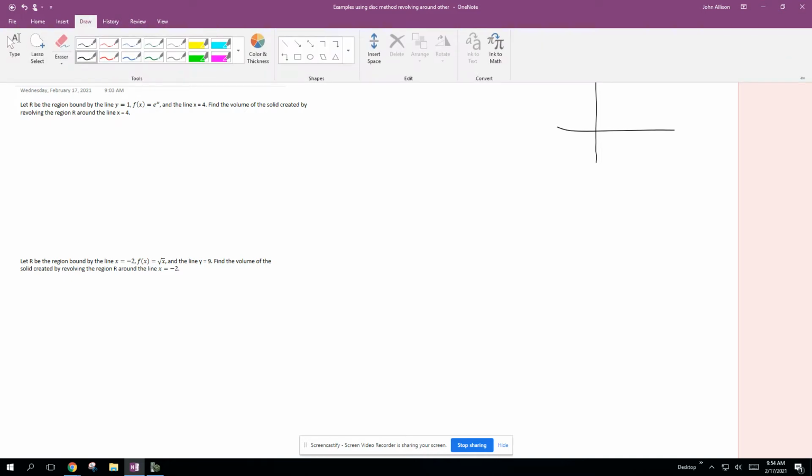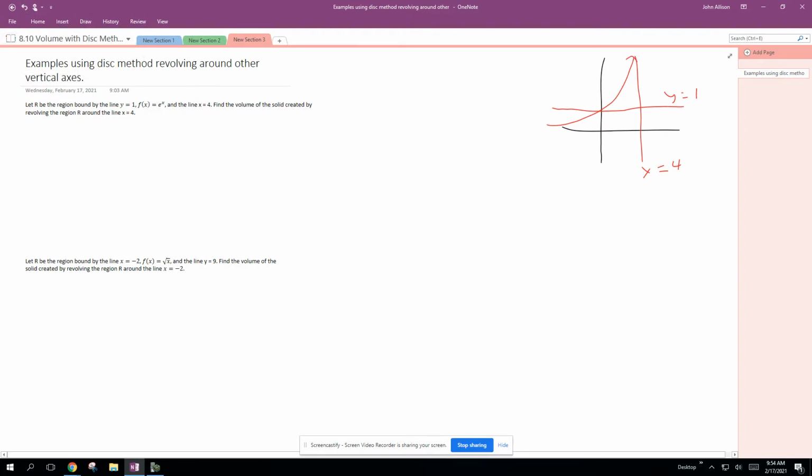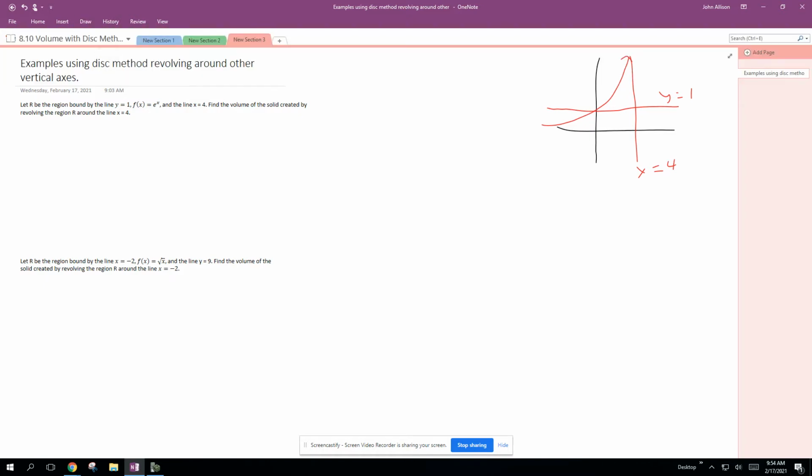We have the curve y equals e to the x, y equals 1, and the line x equals 4. So this is the region R. We're going to revolve that about the line x equals 4.